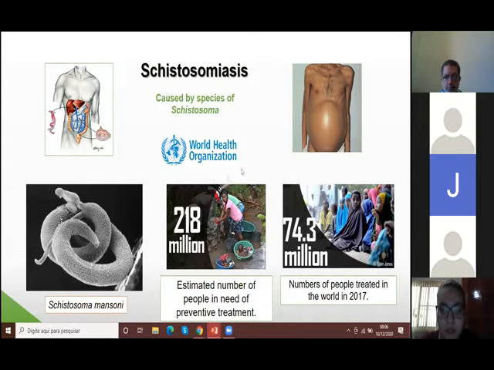According to the World Health Organization, more than 200 million people worldwide are affected. In 2017, according to the World Health Organization, about 280 million people needed preventive treatment, but only 74.3 million people received this treatment for prevention. So the prevention and the control of the disease in the endemic areas is very difficult.